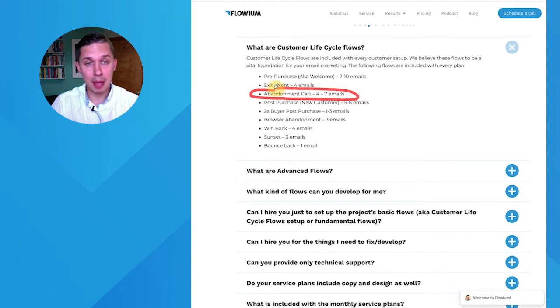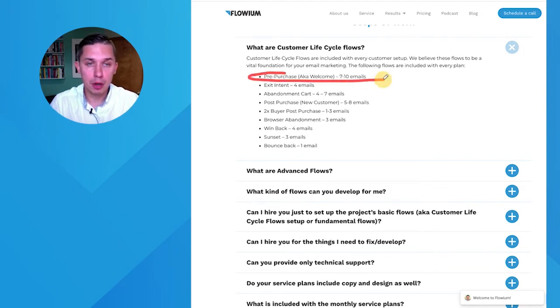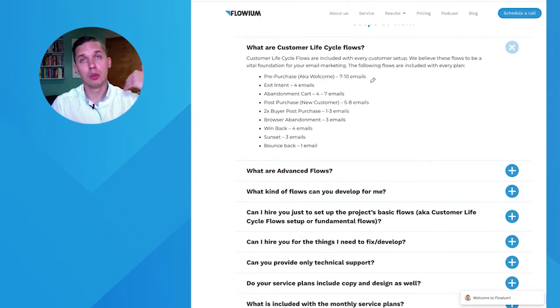The first one is abandoned cart, and we include between 4 to 7 emails in that automation, depending on the brand, what you sell, how expensive your product is, and how much explanation we need to do. The second one is the pre-purchase, also known as the welcome flow. Again, it depends on your brand, but we recommend between 7 to 10 emails there, because it's a long funnel to nurture your lead before you can sell to them.